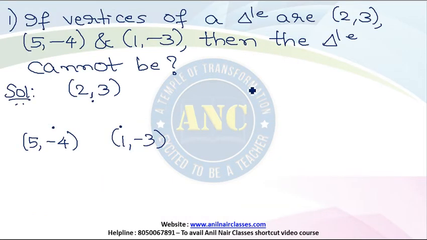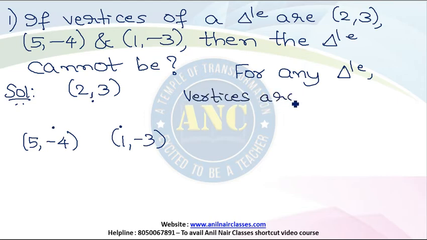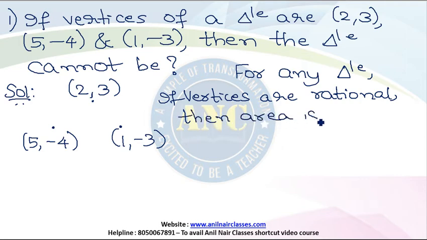That means, in general, for any triangle, if the vertices are rational numbers, then the area is also a rational number. I hope this point is very, very clear.